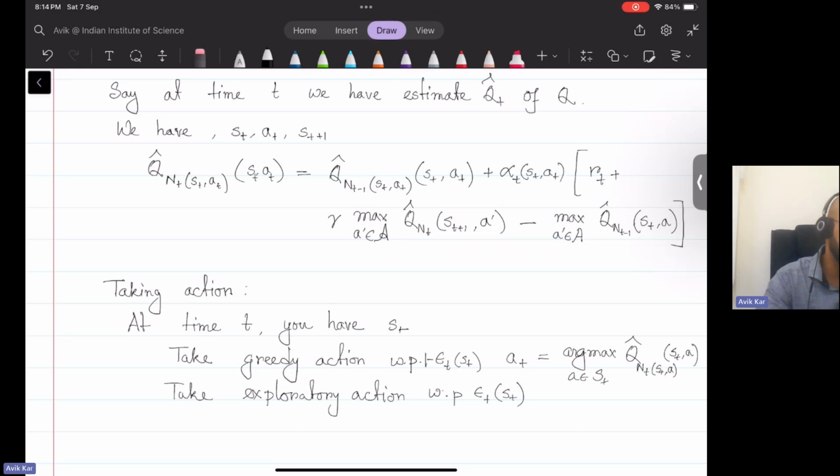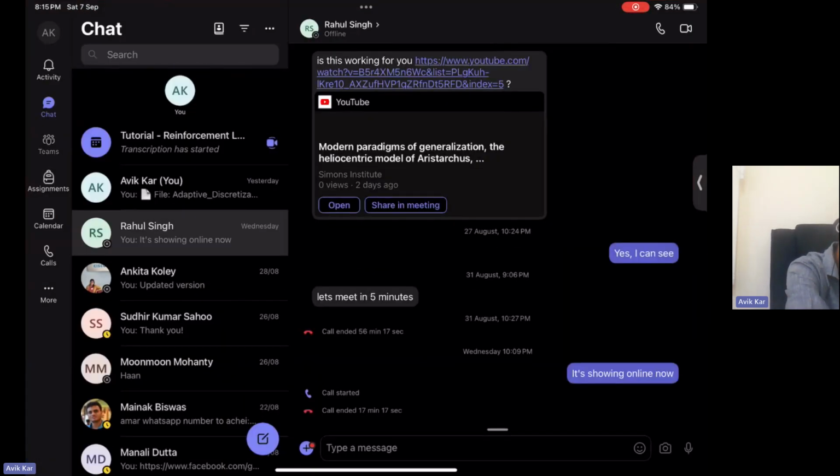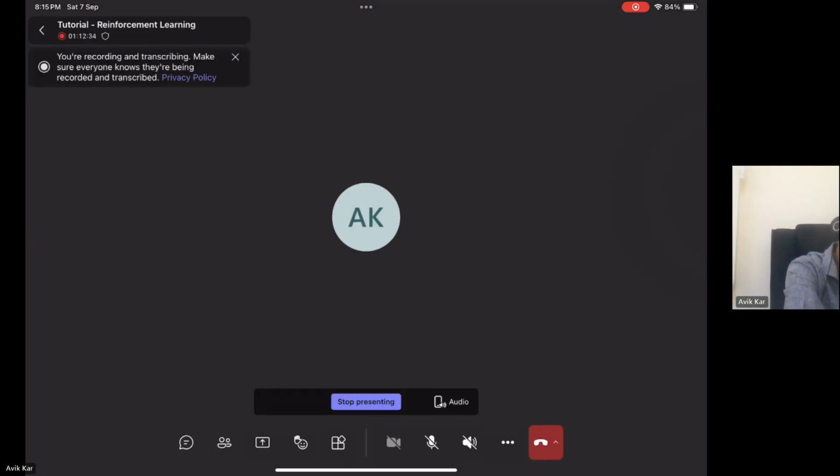So these two steps are made. One is you take, with some probability, the greedy action, and with some probability, an exploratory action; that is the action-taking part. And then after taking the action, you will also receive the next state s_{t+1}, and then you have to update the Q-value estimate. Okay, so that's it. Now we'll code the Q-learning algorithm, and that will be the last thing to be done today.